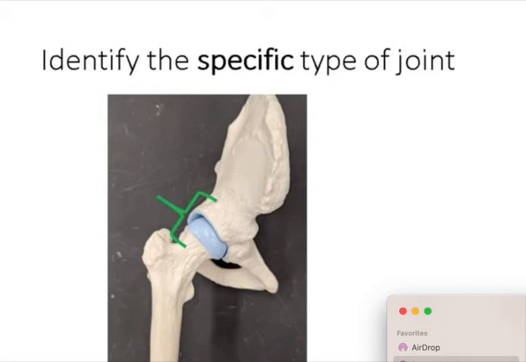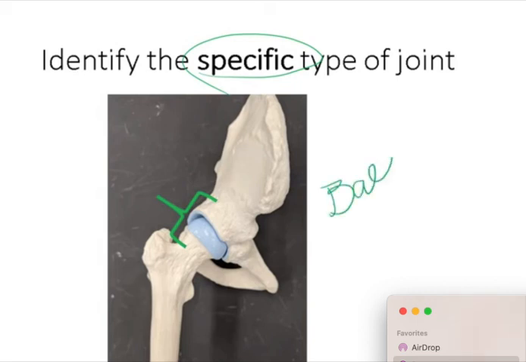Okay, identify the specific type of joint. Okay, so in the lab we talked about the specific types of synovial joints. So the hip, the shoulder, and the elbow and the knee. Okay, we have all these different types of joints. So if I want you to give me the specific type of joint, okay, don't tell me diarthrosis or synovial. Tell me the specific kind of joint that this is.